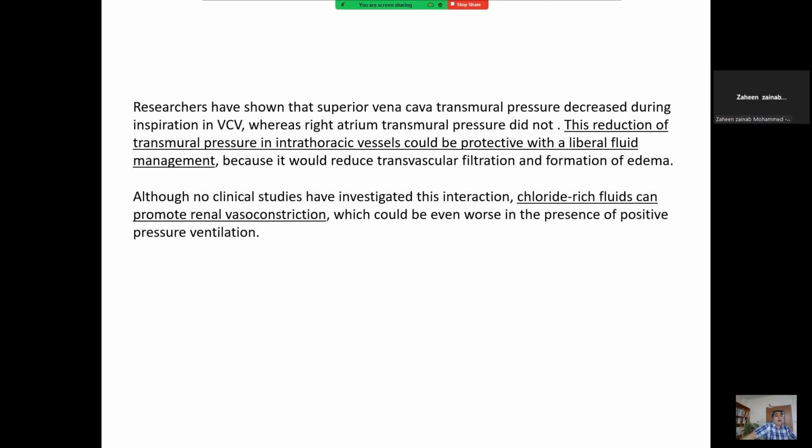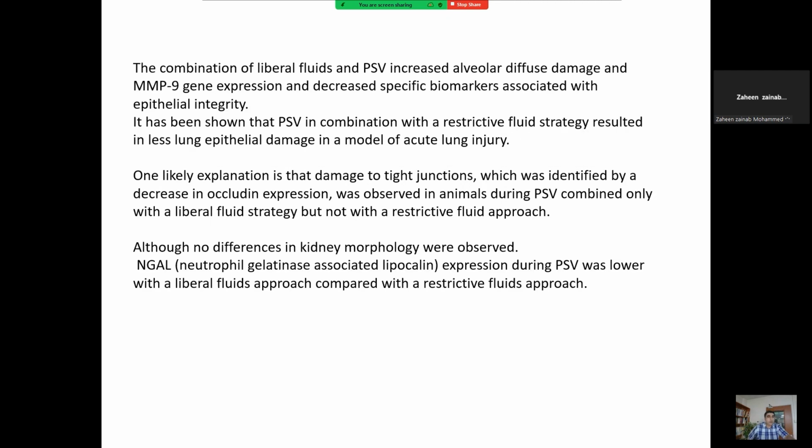Also, although no clinical study has investigated this interaction, chloride-rich fluid can promote renal vasoconstriction, which could be even worse in the presence of positive pressure ventilation. The combination of liberal fluid and pressure support ventilation increased diffuse alveolar damage and MMP9 gene expression and decreased specific biomarkers associated with epithelial integrity.